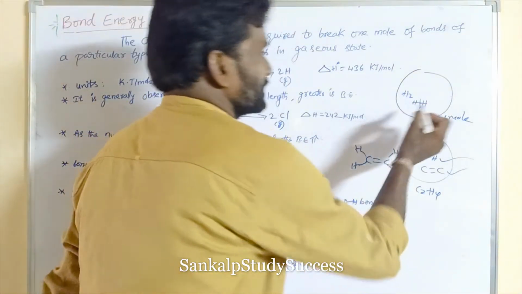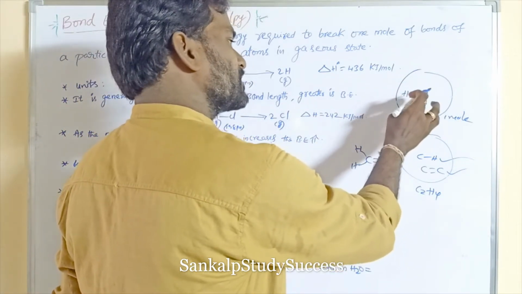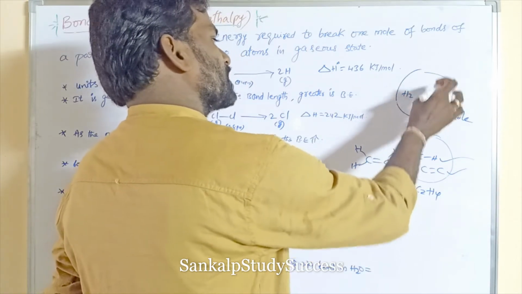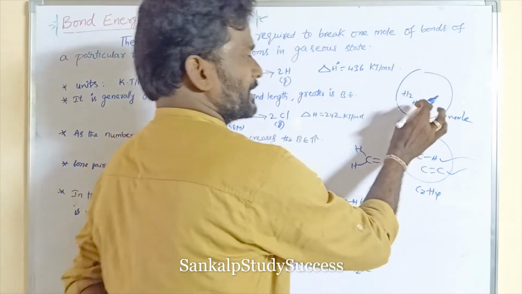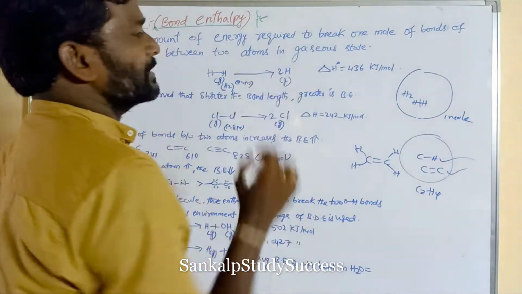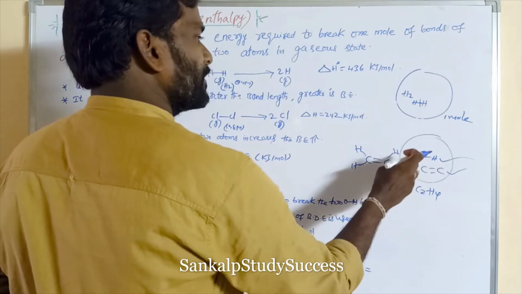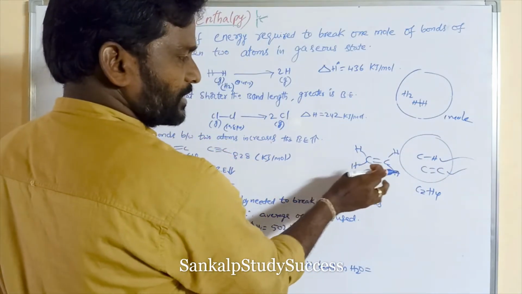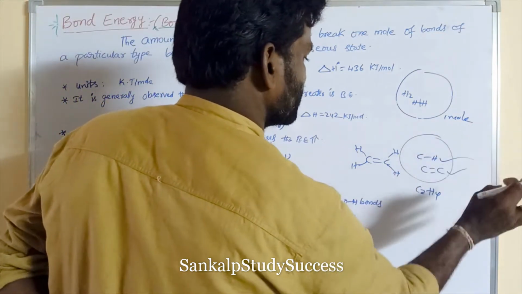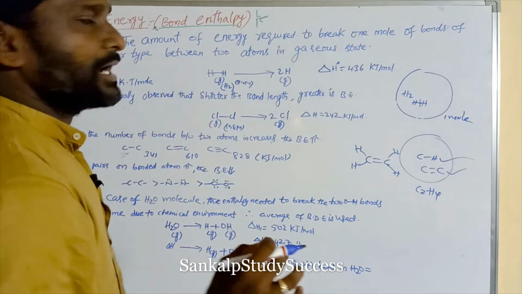So this is 1 mole of hydrogen gas, containing H2 molecules. Here H-H, some amount of energy is required to break this bond, and that is said to be bond energy or bond enthalpy. The particular types of bonds present in ethylene are two: C-H and C=C. That energy is said to be bond energy or bond enthalpy.